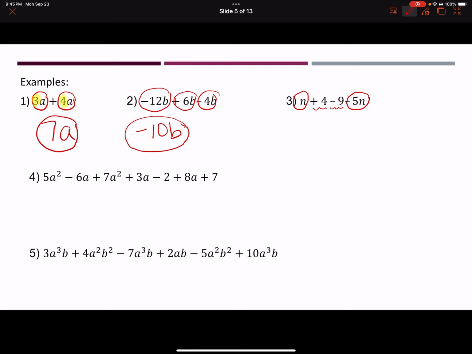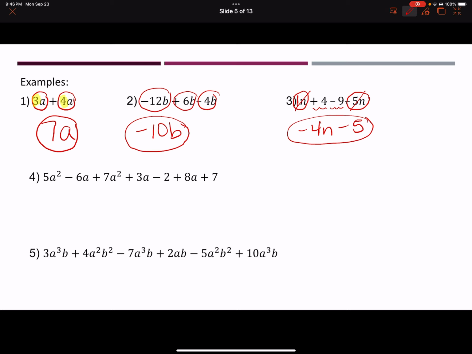So I'm going to combine those n's. So this is really like a 1n. So 1n minus 5n, negative 4n. So I can even cross these off if that helps me keep track of what have I done and what have I not done. And then I have the 4 minus 9. 4 minus 9 is negative 5. Now my answer is in standard form. So I'm good.